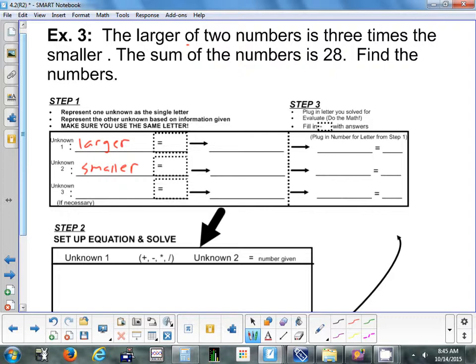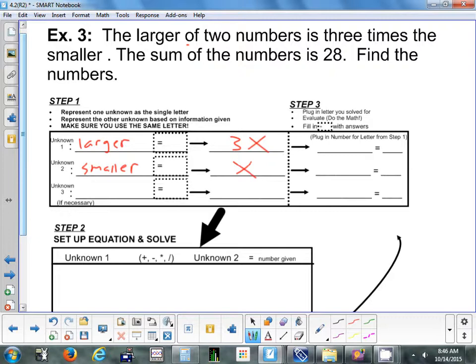Perfect. Which one gets that single variable? Which one does get it here? Smaller or larger? Smaller. What do you want to use for smaller? Sounds good. X. Okay, now we have to decide on the larger. Davin, it says the larger is 3 times the smaller. So what's the larger if it's 3 times the smaller? 3x. Good job, 3x.